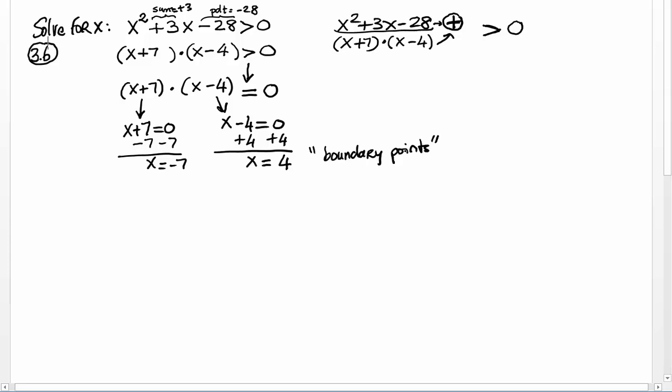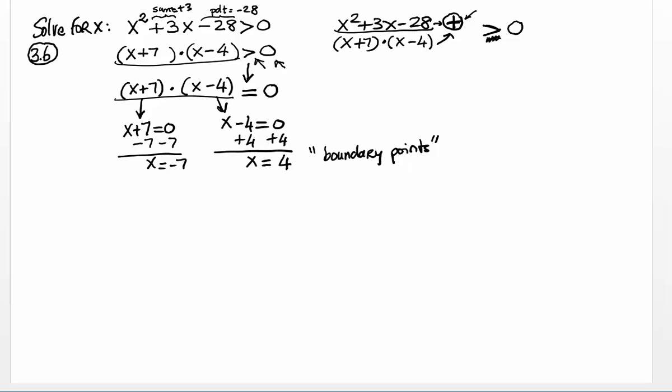And let's recall what the boundary points do. That negative 7 and that 4, they cause the expression on the left to be equal to 0. And let's recall also that in the end run, we do want the quantity on the left, x plus 7 times x minus 4, to be positive, strictly positive. There's no equal to 0 in the end. So keep that in mind, just strictly positive.